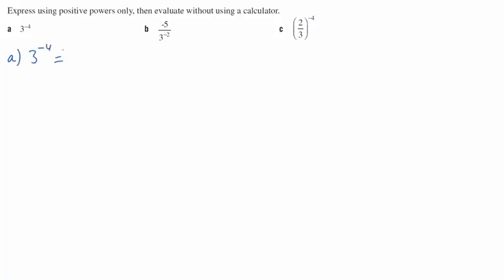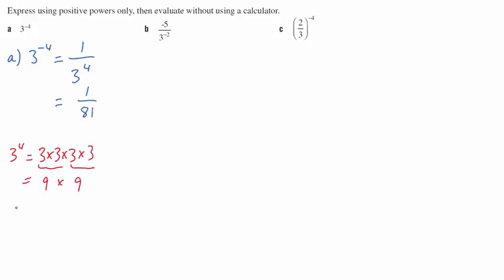And remember, if we have a negative power, that means we can write that as 1 divided by 3 to the power of positive 4. But 3 to the power of positive 4 is 3 times 3 times 3 times 3, which is equal to 9 times 9, which is 81. So we're left with 1 on 81.